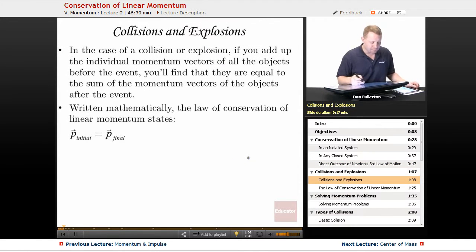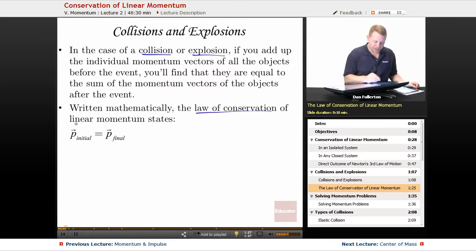So, collisions and explosions. In the case of a collision or explosion, if you add up the individual momentum vectors of all the objects before the event, and then compare that to the sum of all the momentum vectors of all of the objects after the event, you'll find that they are the exact same. Written mathematically, the law of conservation of linear momentum states that the initial total momentum equals the final total momentum.